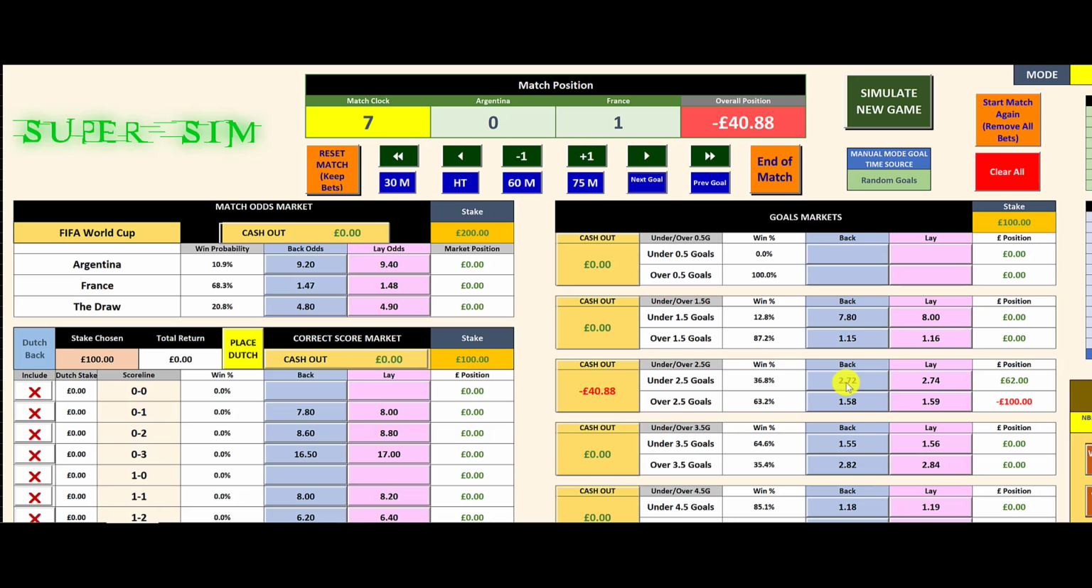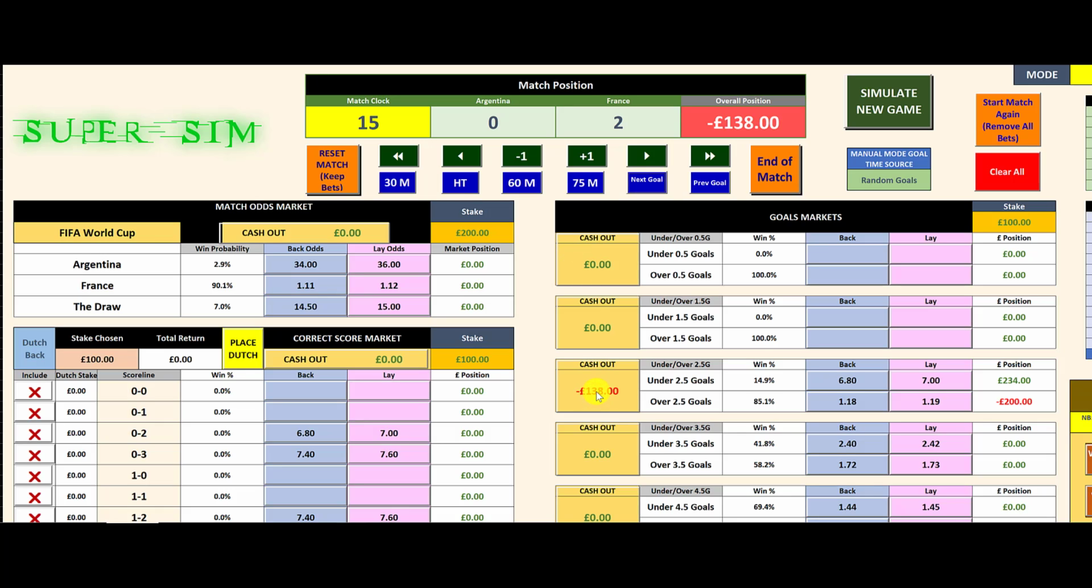So let's try and back under 2.5 goals again, and maybe this is the losing trade, and we can take a look at it. Okay, let's press next goal, and if it's a goal before 60 minutes, we will have to lock in a loss. Let's take a look. Wow, okay, 15 minutes on the clock, France 2 goals up. And so if you're looking for a worst case scenario of this trade, that has to be it. 2 goals within the first 15 minutes.